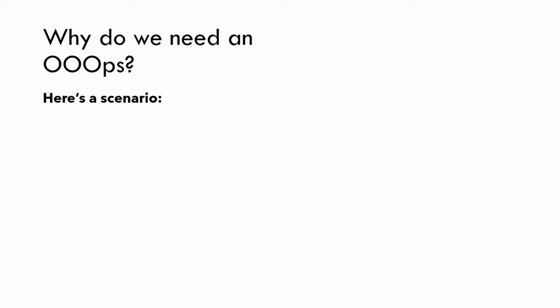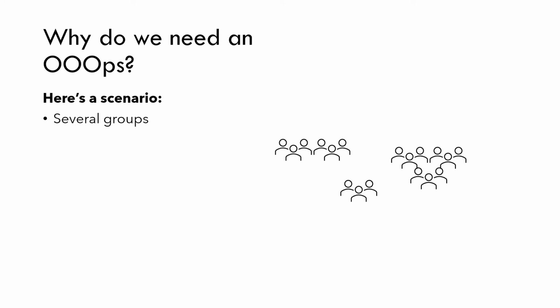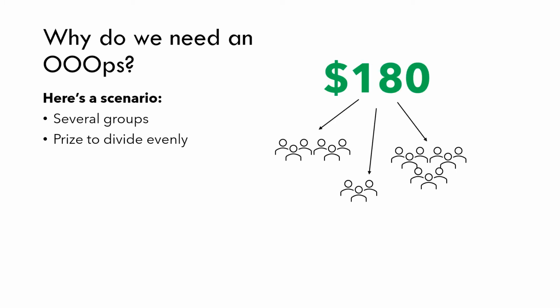Have you ever wondered why we bother with orders of operations? Here's a real-world example that demonstrates its importance. Let's say we have a couple of groups of people and a cash prize we need to divide evenly between them so that each individual gets the same amount.